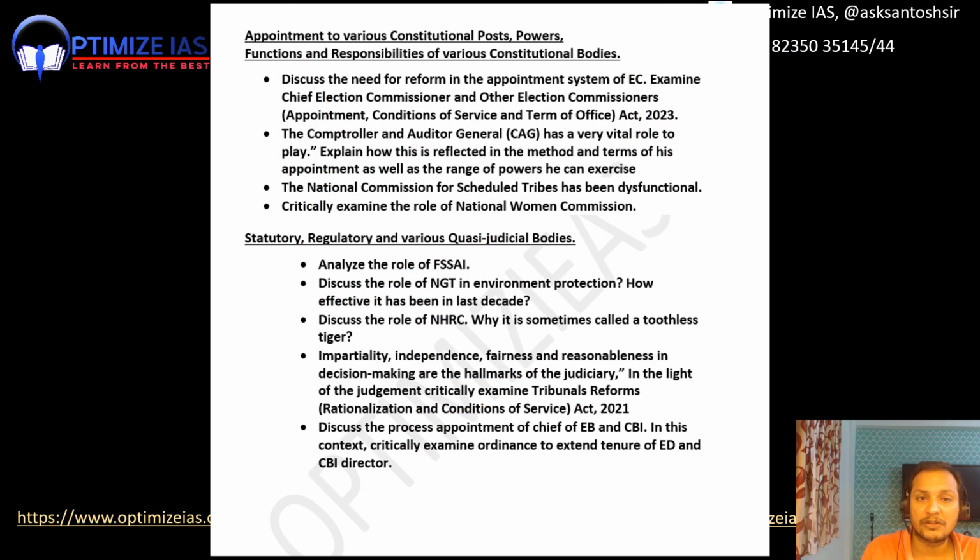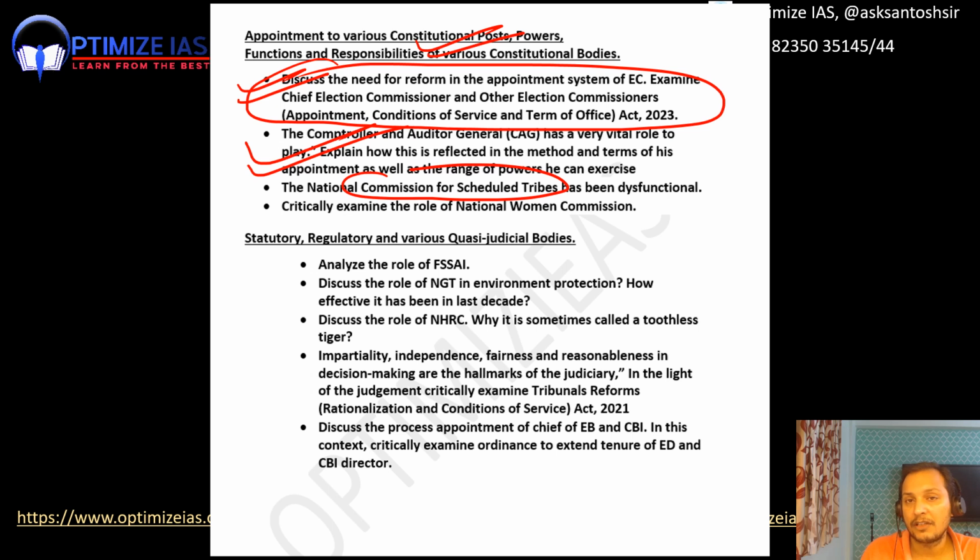Next, from constitutional posts this year, question will be on the Election Commission, the new act. What are the criticisms against the new act on appointment of Election Commission? Or question can be on CAG, or question can be on the National Commission for Scheduled Tribes. What is the criticism against the functioning of that? Or the National Commission for Women.